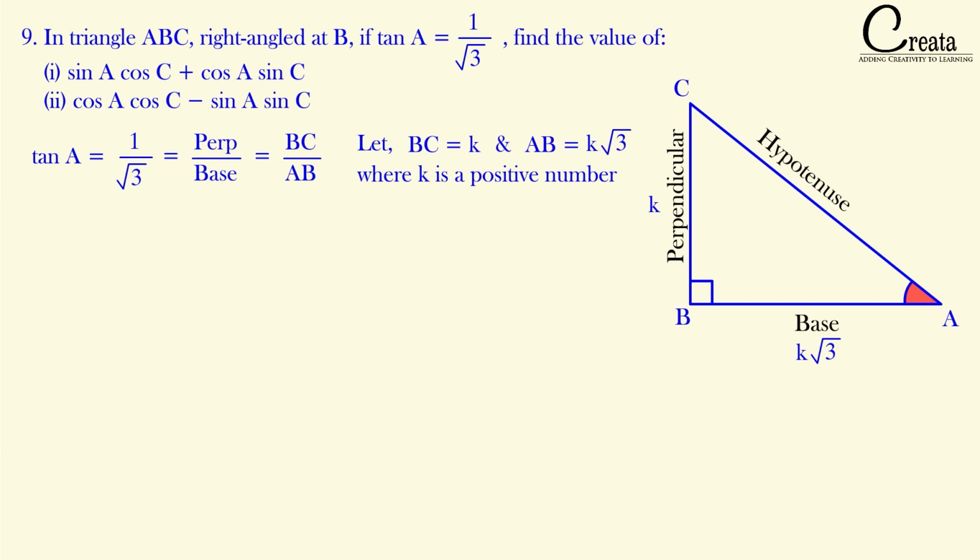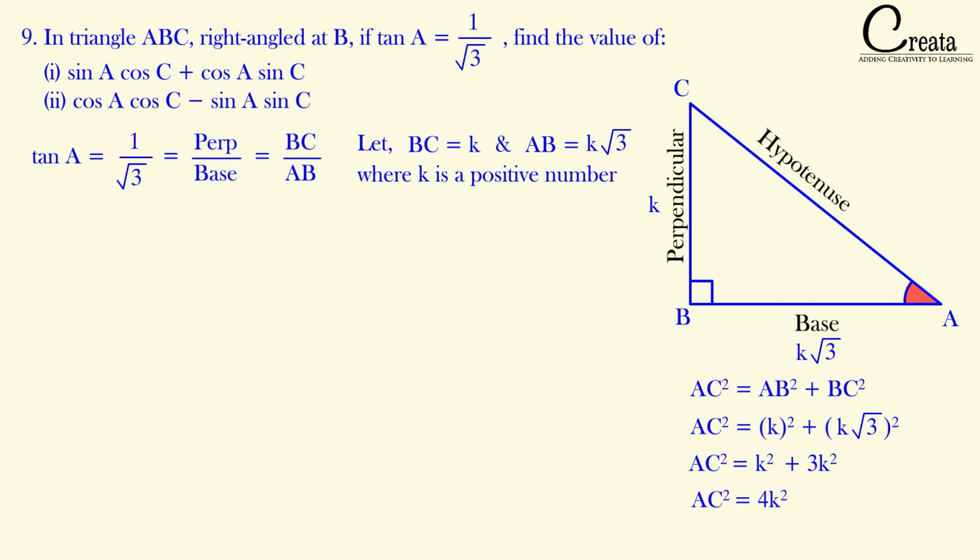How will we find the hypotenuse? We will apply the Pythagoras theorem. AC square is equal to AB square plus BC square. Let's put AB as K root 3 and BC as K. Let's solve it. We got AC square is equal to 4K square, that is, AC is 2K. That is the hypotenuse. So we got all three sides of this triangle.